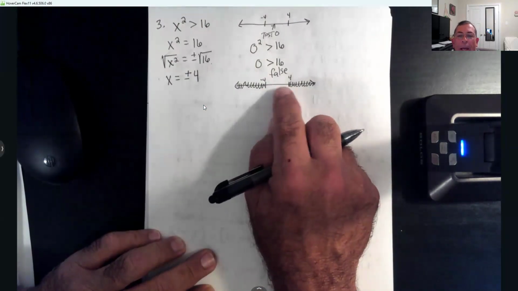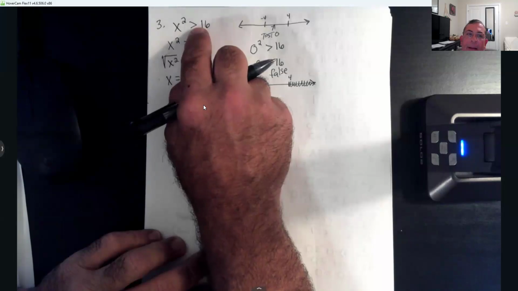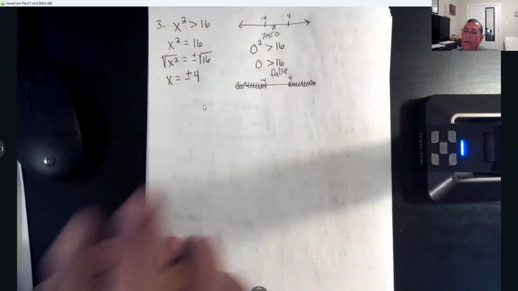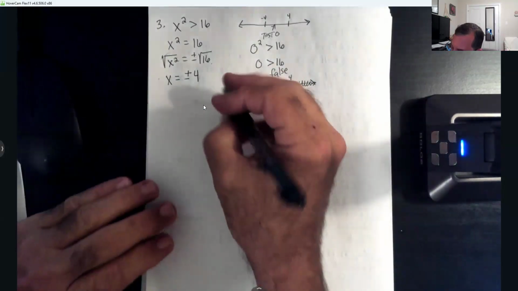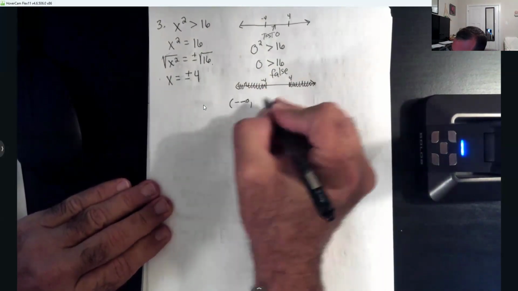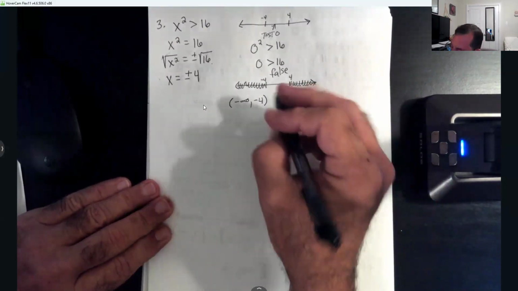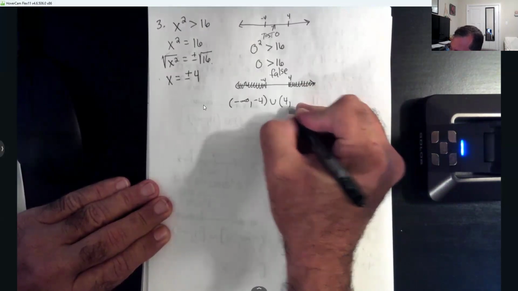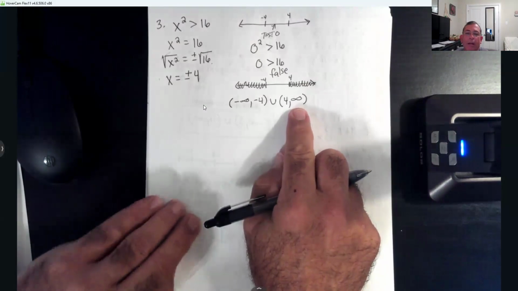4 doesn't make it true because 4 squared is 16. But y'all, since I don't have that equals under there, I can't include the 4. So I'm going to use my curvy parentheses. So this one would start at -infinity, go to -4, curved parentheses, and then we would union it from the +4 to the positive infinity.